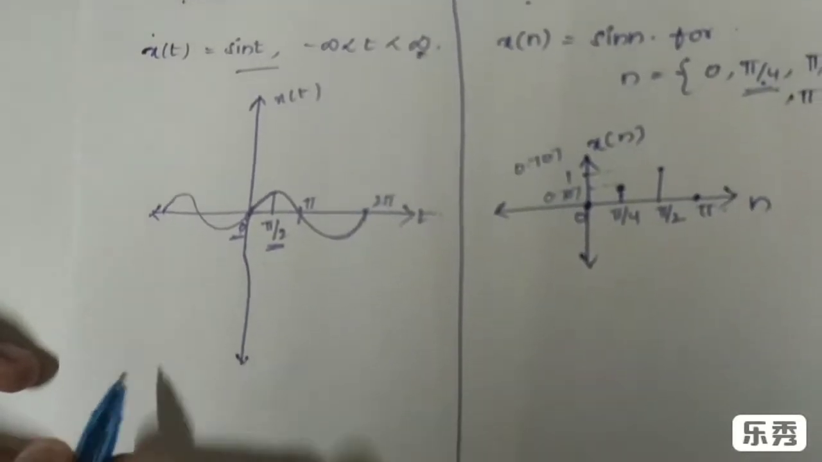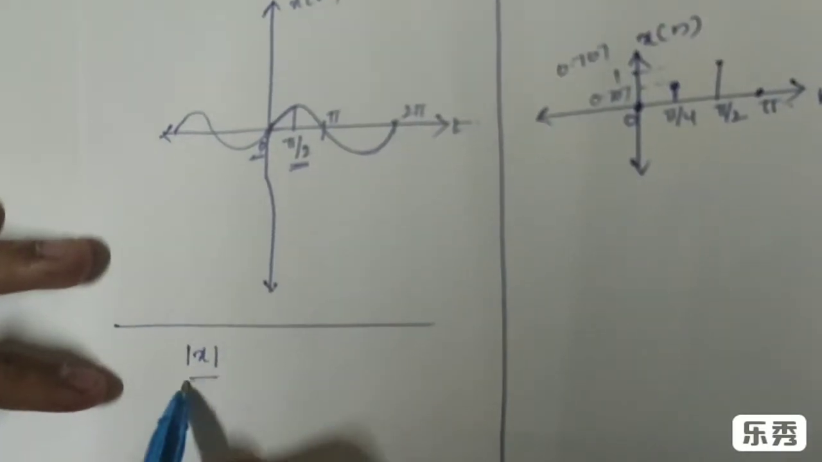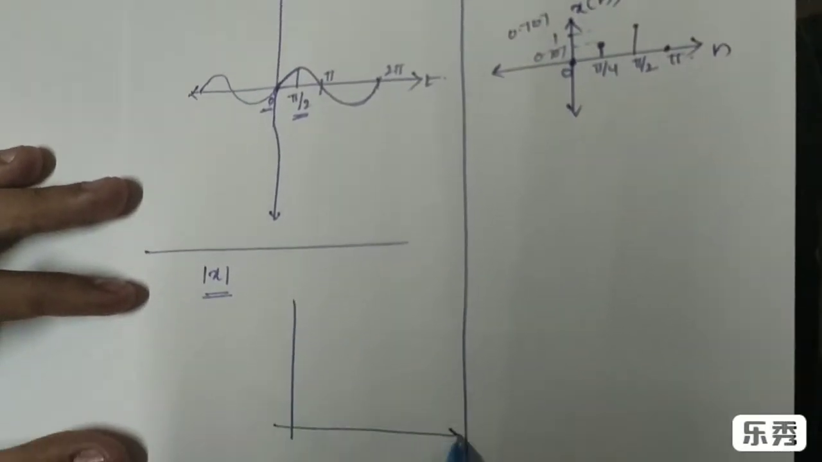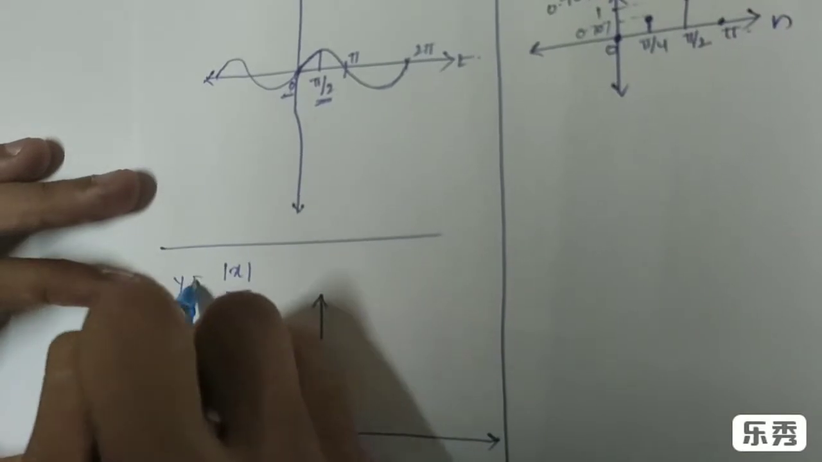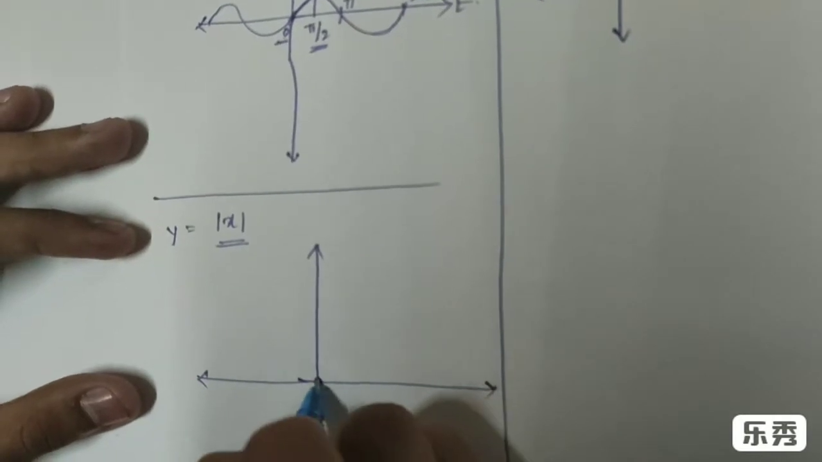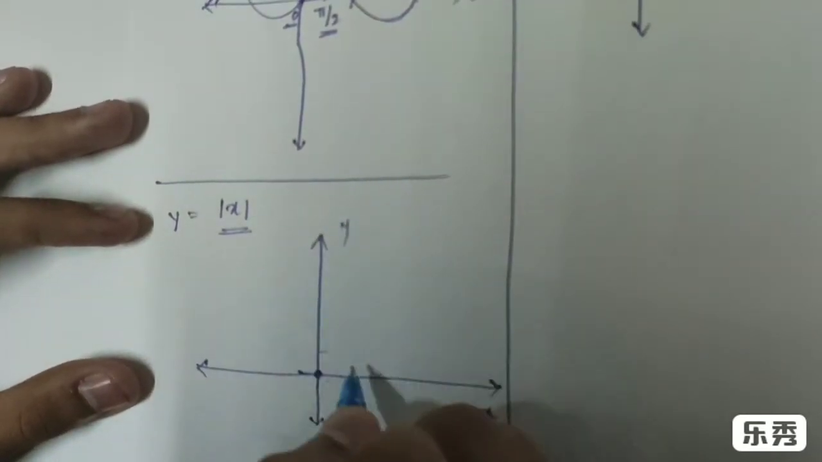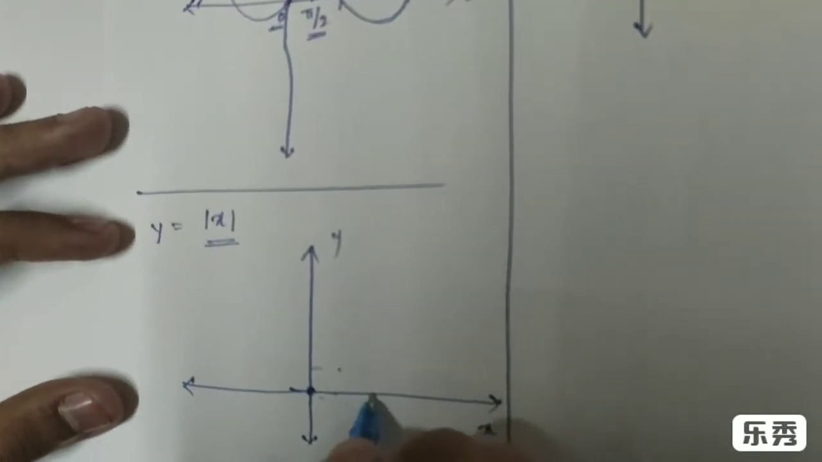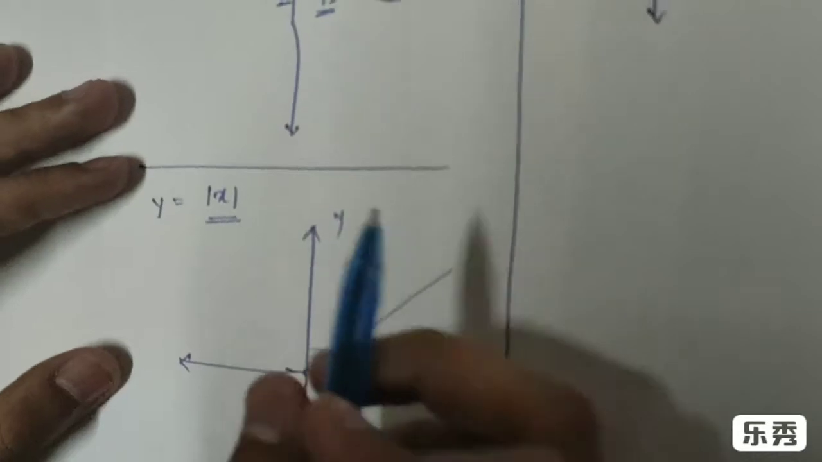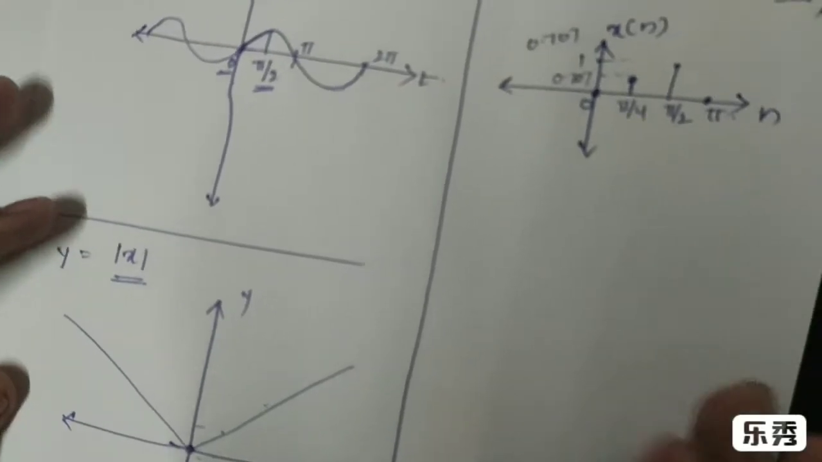Now take one more example, the modulus function. When it's a continuous time signal, its graph comes out to be: for 0 its value is 0, and for 1 its value is 1, and for 2 its value is 2, and so on. And on the negative side, the graph looks the same as the positive side.